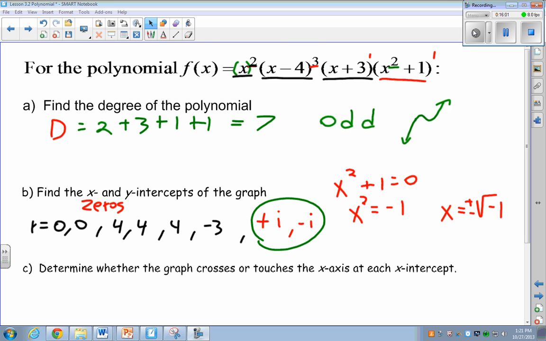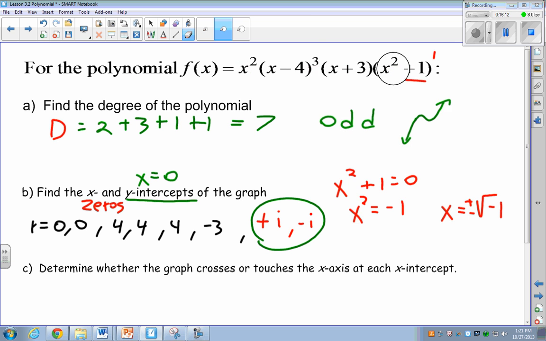Okay, now we have to find this y-intercept. To find the y-intercept, we just put x equal to 0 in there and solve for f of x. If we set x equal to 0, we plug 0 into here, and 0 times anything is just going to be 0. So in this instance, our y-intercept, which I'll just label as y, is equal to 0. So you know it's going to cross the y-axis at 0.